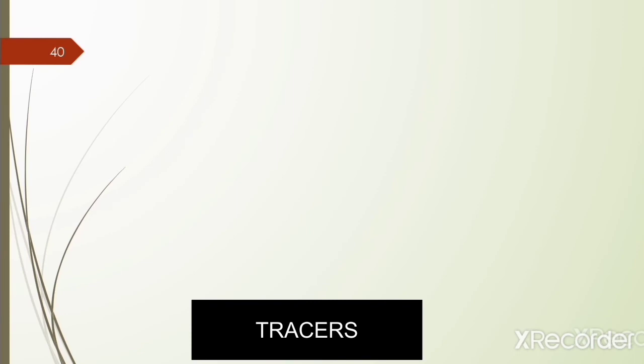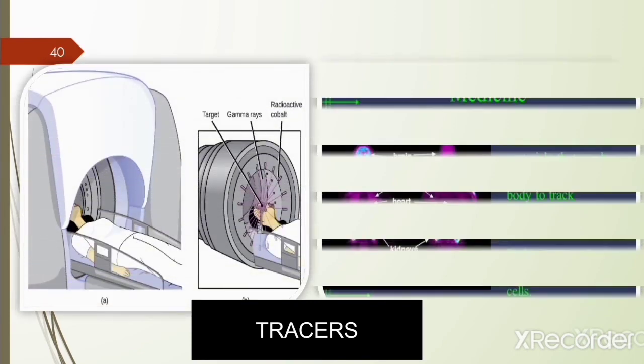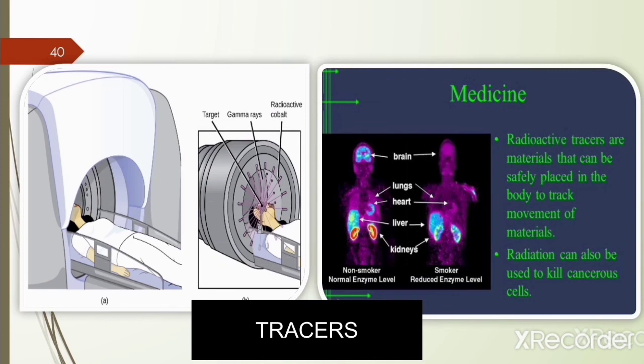Next one, tracers. Tracers are used for the diagnosis of cancer, tumors, and many other diseases. Generally, beta and gamma can be used as tracers.